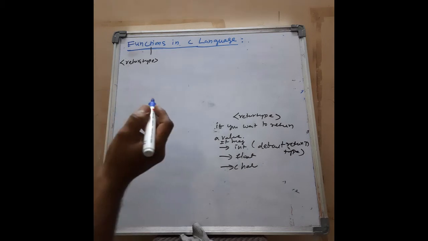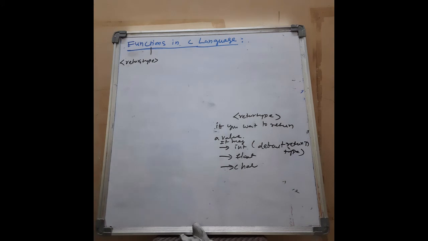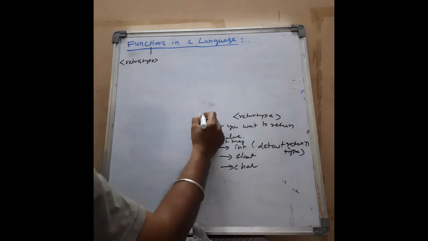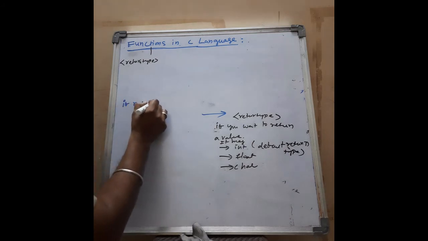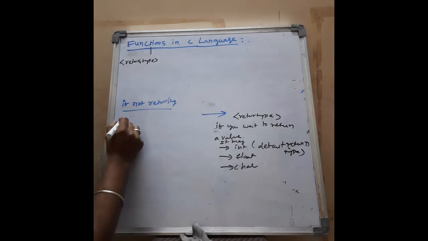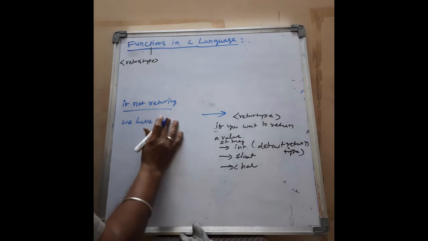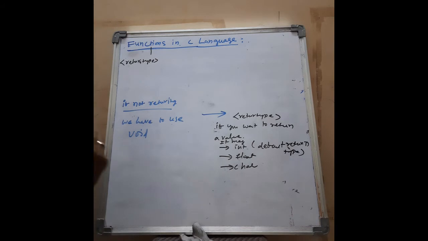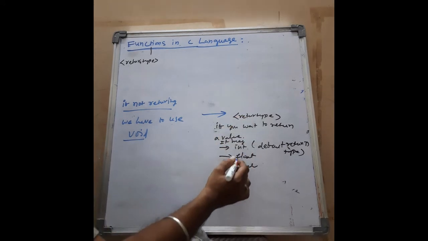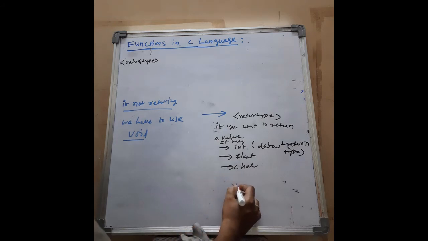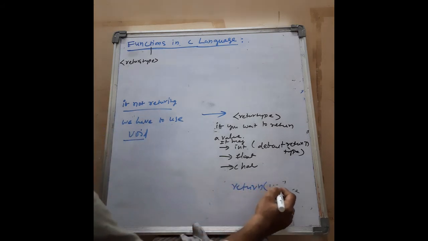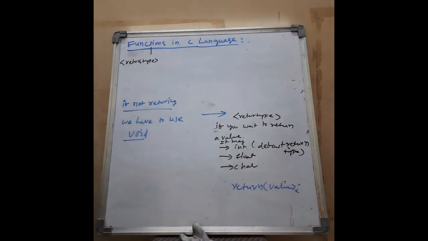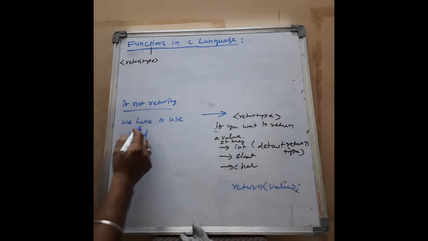One more thing I already told: functions we may use in two different modes, one with return type and another without return type. If you mention a return type, we have to mention what type you are going to return. If not returning, we have to use void. Void means nothing returns from the subprogram to the main program. If you mention int, meaning you are going to return an integer from the subprogram to the main program, then we have to use one keyword, and that keyword is return. I am telling my subprogram to return some value to the main program. If you do not want to return any value, we have to use void.